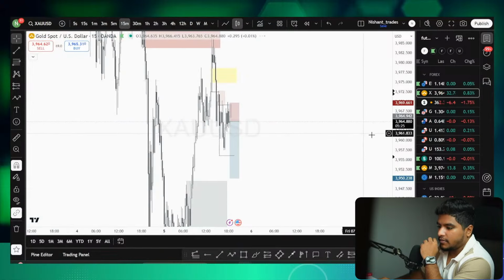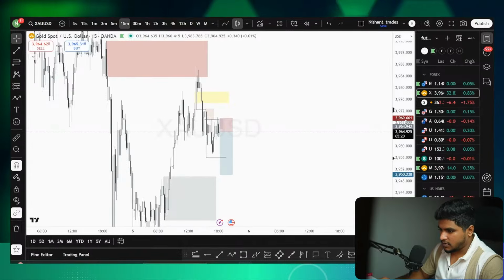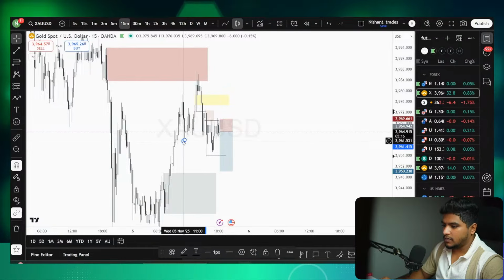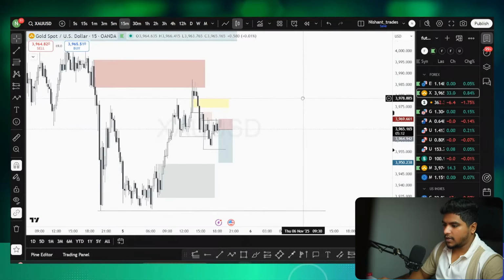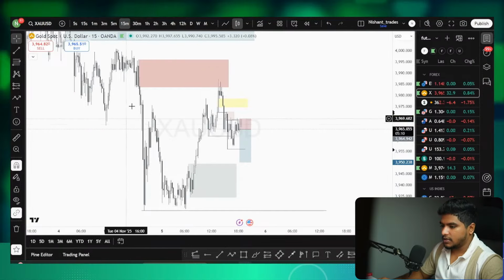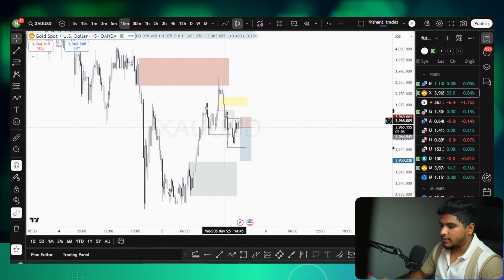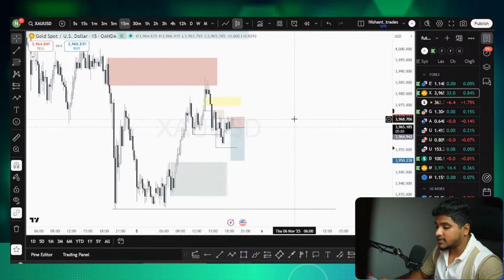Also in 15 minutes, we actually got a break of structure. We have taken out the slow here. So that way, again, it's sort of logical. We are reacting from a nice area, got a structural shift, reacting from the order flow that we have built. Only thing is this premium area is still pending.